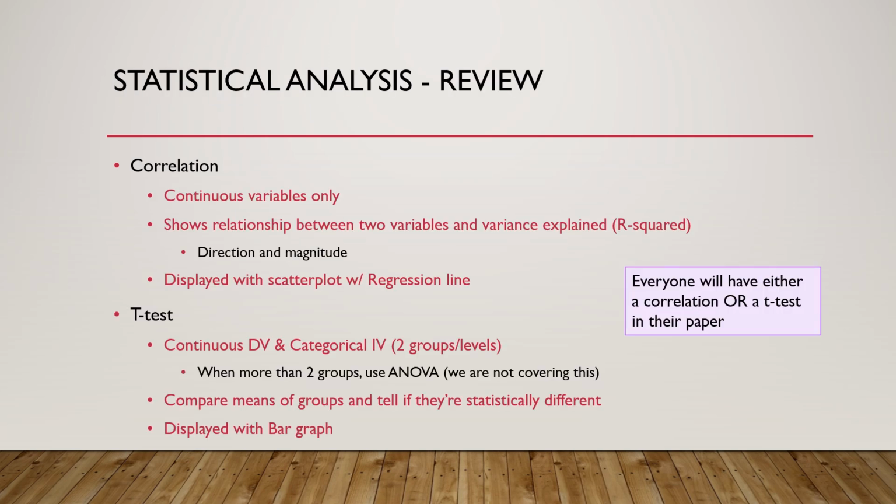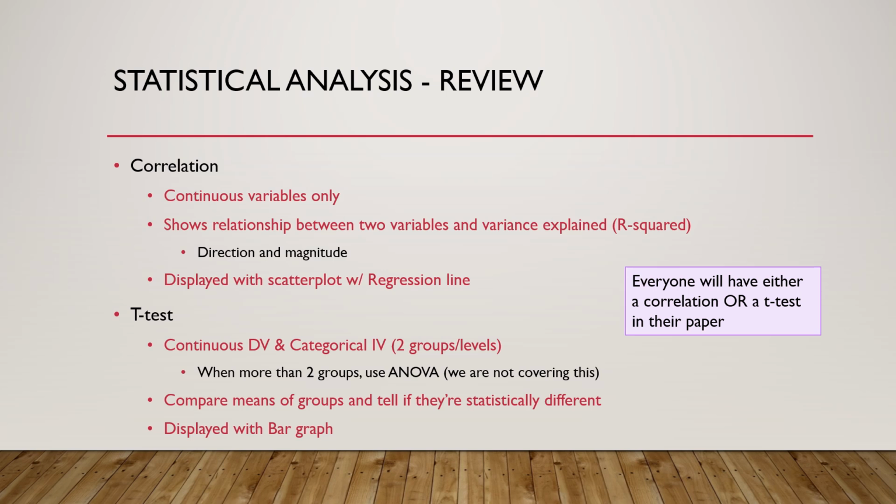But as a review, we have two types of analyses that you could do in your study. We had the correlation with two continuous variables. We talked a lot about that last lab and how to display a scatter plot with a regression line. But the other opportunity that you might have is a t-test. This is when there is a single continuous dependent variable and a categorical independent variable with two groups. If you have more than two groups, you need to use an ANOVA, but we are not covering that. If you haven't already reached out to your TA to talk about an ANOVA, do it now.